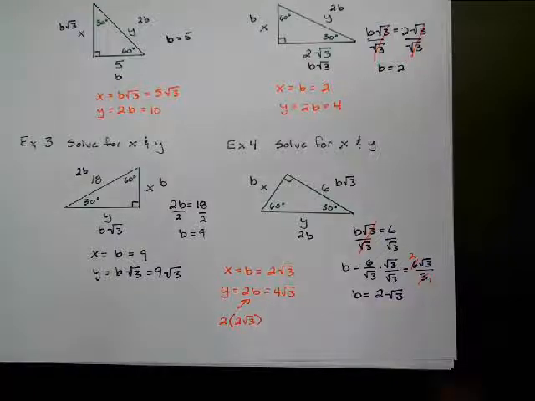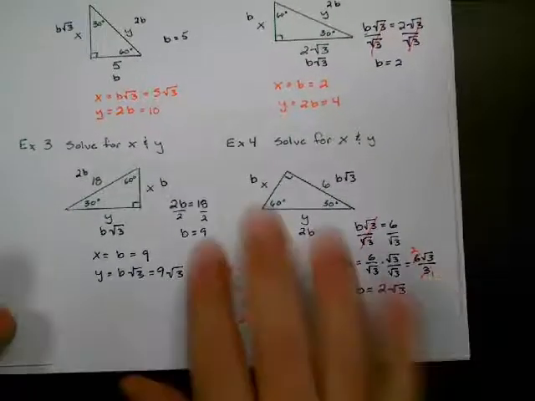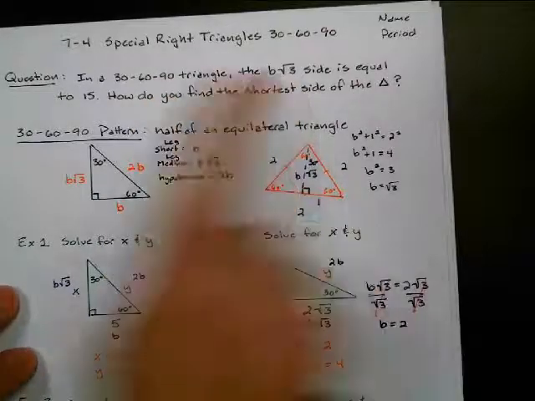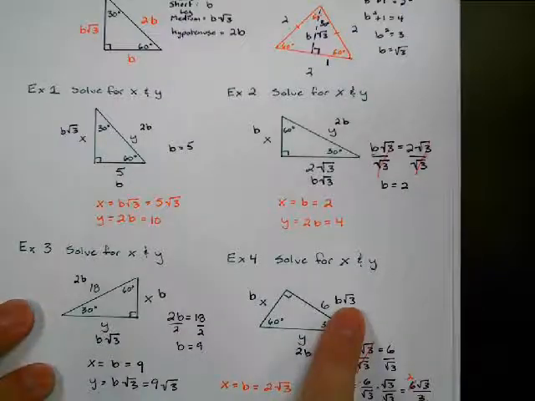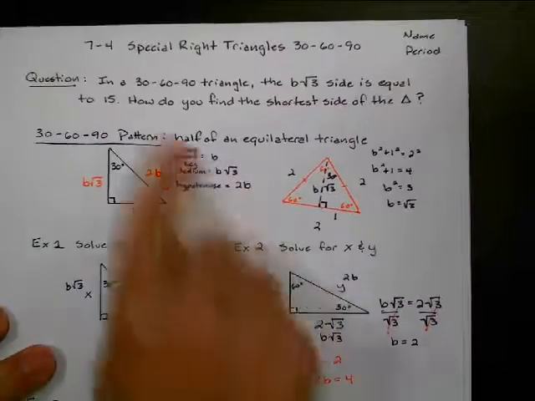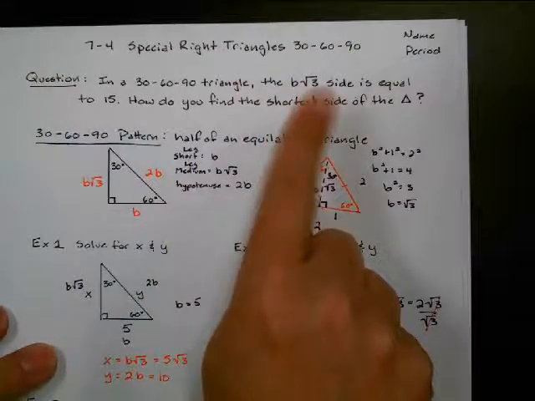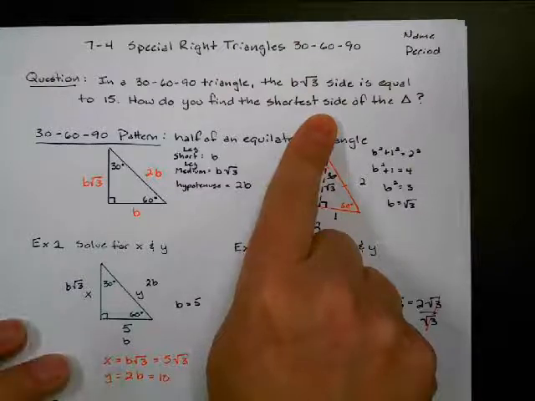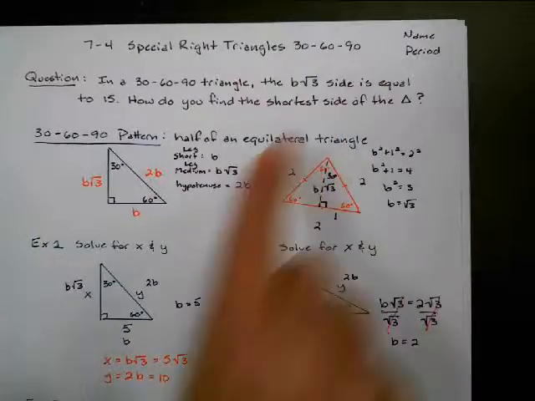Don't forget to answer this question. So the B root 3 side is equal to 15. It's a little bit like this one. The B root 3 side was equal to 6. All right, so what are the steps that you're going to take to find the shortest side? The shortest side is B. But anyways, so write that as your summary. Just tell me the steps. I don't need to know what the actual answer is. Just tell me how you would find the answer for the shortest side.